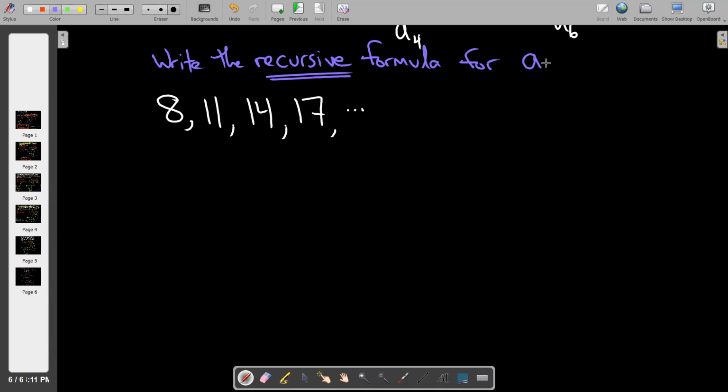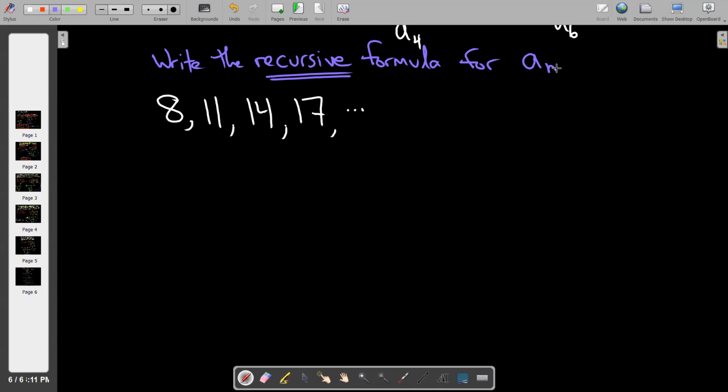To find any term in the sequence, a sub n. You will not believe how easy this is. You might already know how easy this is, but I've got great news. This is easy. I'm not supposed to say that as a teacher because then kids feel dumb when they don't get it. I'm just telling you, you're going to do fine.